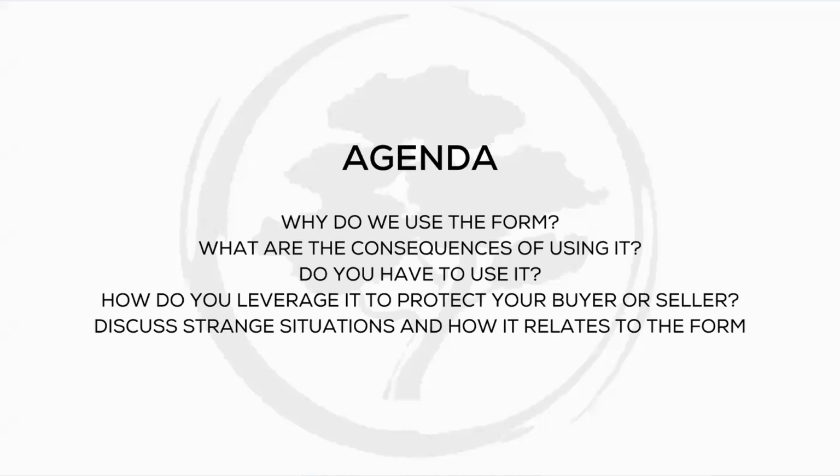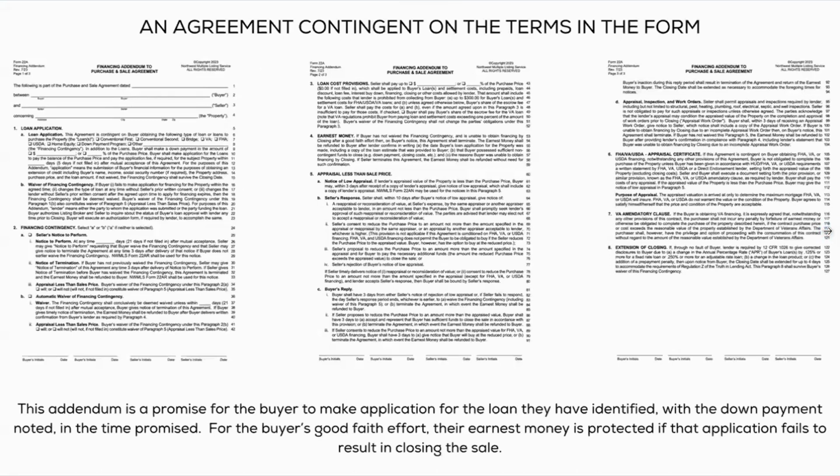There's a lot that goes on with this form. In fact, it's one of the most important ones that we put into the contract, and knowing how to use it is an absolute must. So here is the form in its entirety. It's 3 pages long. And what you are doing when you put this into a contract is you are making an agreement that is contingent on the terms that you choose in this form.